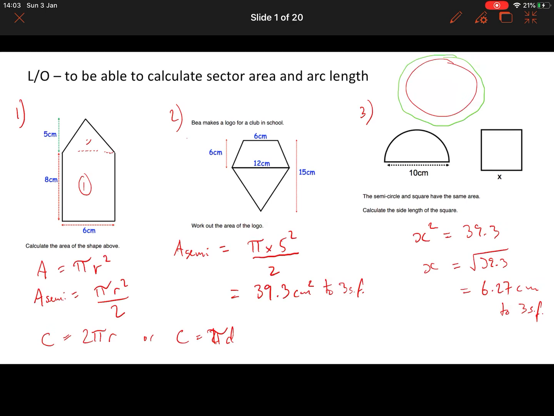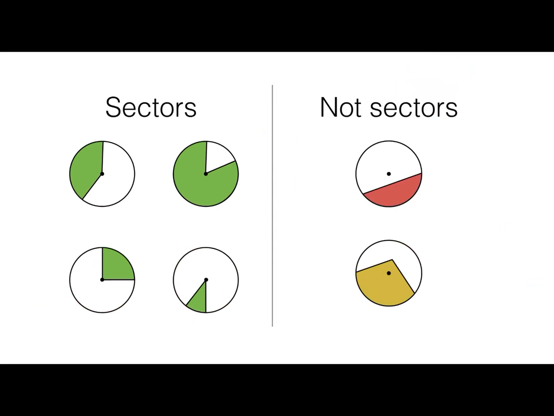Right, okay. So, with that in mind, what we now need to be able to do is find the area and perimeter of a sector. Now on the left-hand side, we've got things that are sectors, and on the right-hand side, we've got things that are not sectors. Now the best way of describing a sector is it's like the same shape as a pizza slice. So it's made up of 2 radii and an arc of a circle. Okay, that is a sector.